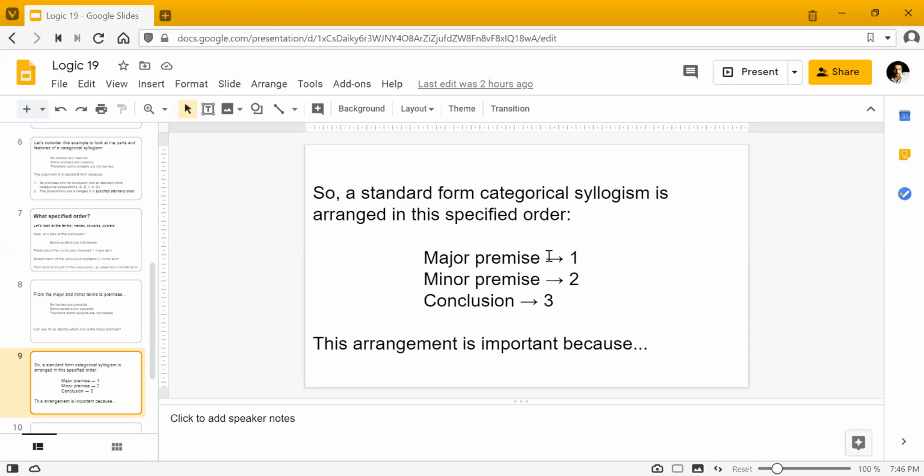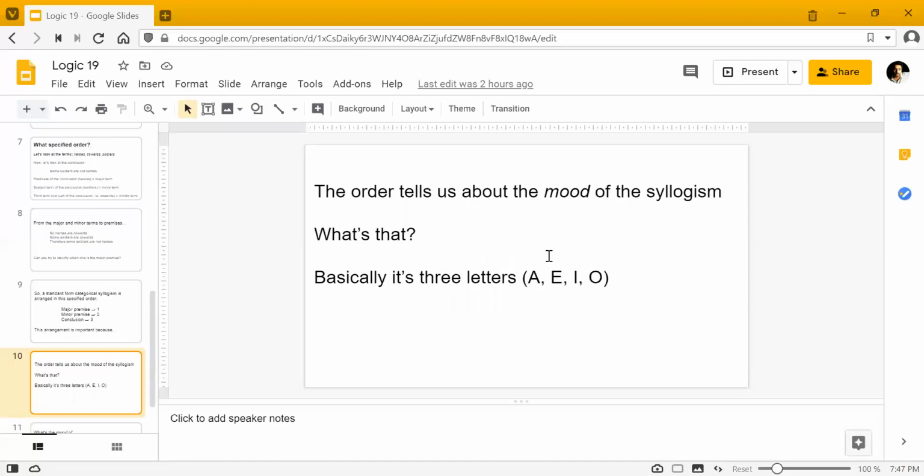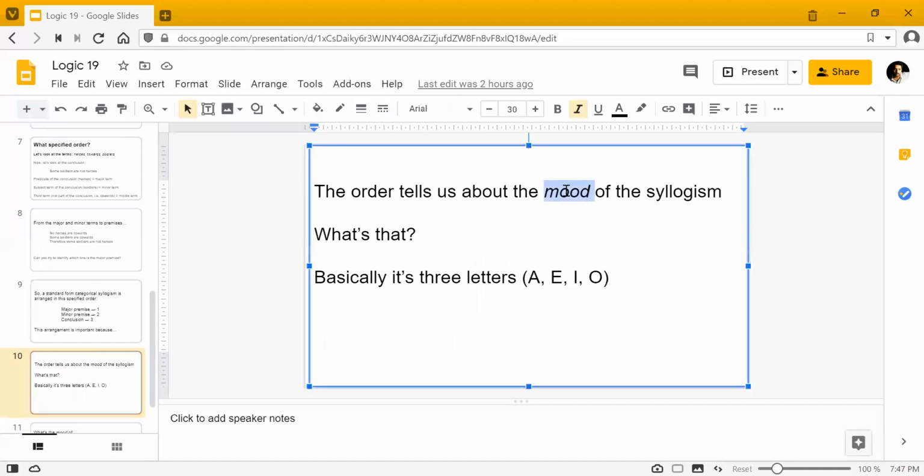So keeping that in mind, this is the arrangement again. So you can just have a look at it visually also. So major premise 1, minor premise 2, conclusion 3. Okay. So अब आप मेरे से पूछ सकते हो कि इस arrangement का फायदा क्या? What is the importance of this arrangement? Well, the importance is कि इसके through you will get to the mood of the syllogism. So mood here is, guys, is a very important concept.